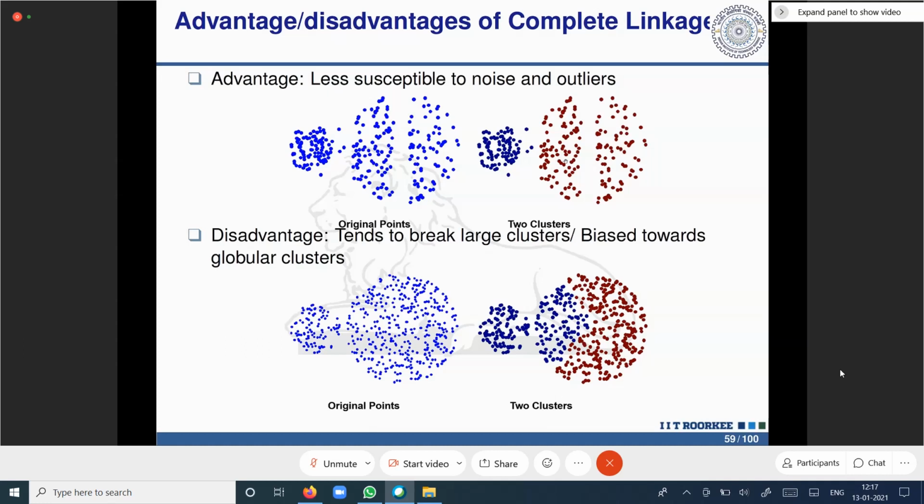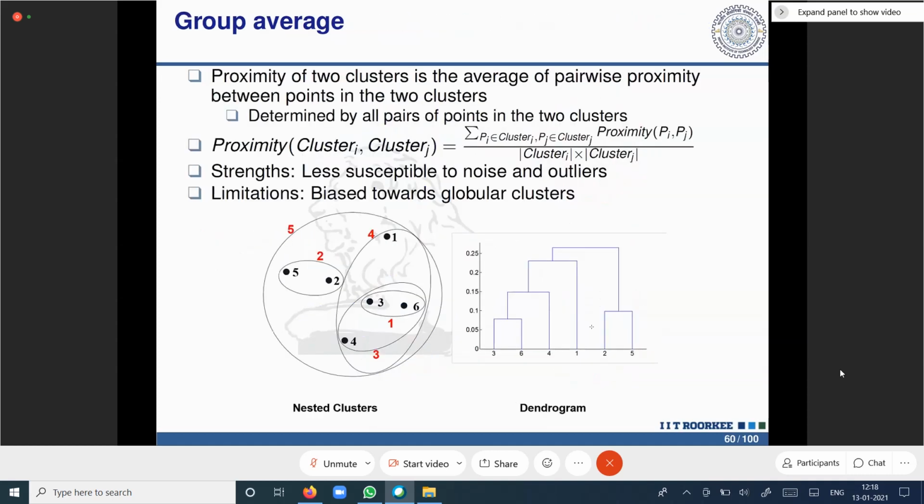So what are the advantages and disadvantages of complete linkage? The advantage is it is less susceptible to noise. If we use complete linkage on this data set, we get these two clusters, which are okay. But the disadvantage is it tends to break large clusters and it is biased toward globular clusters, right? It is similar to k-means in this sense that it tries to find circular clusters. So if your points are like this, it will generate these clustering results, which are not appropriate.